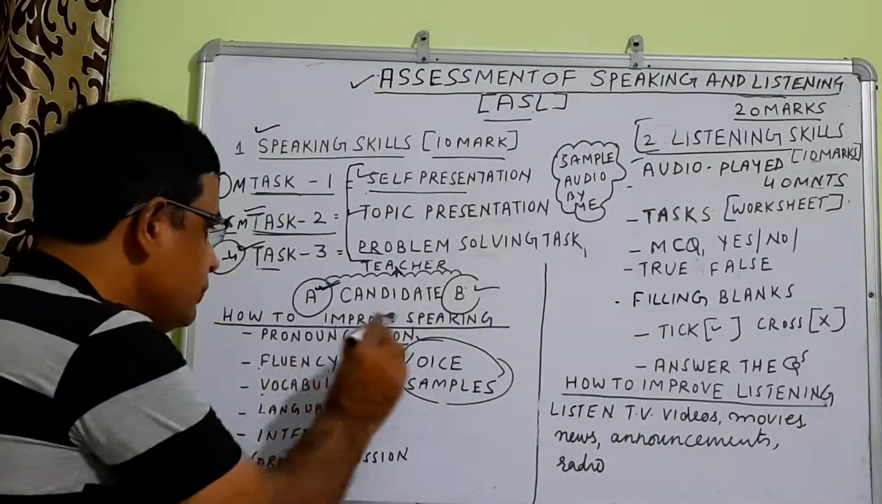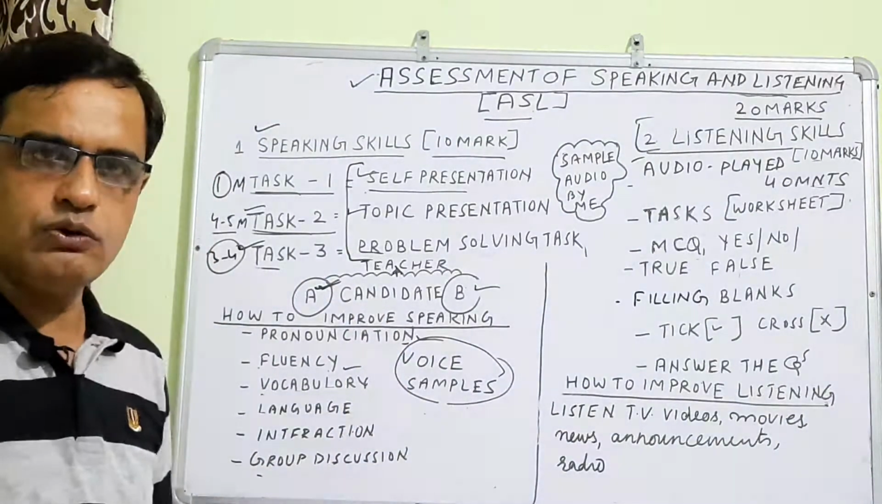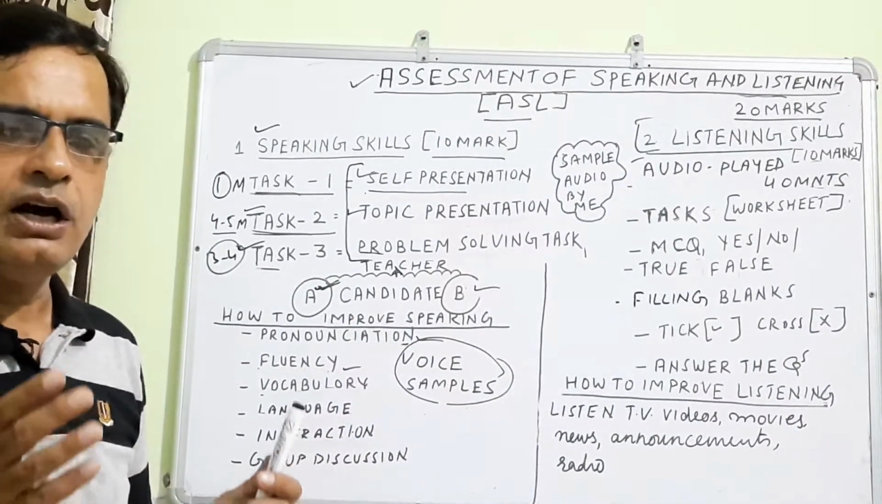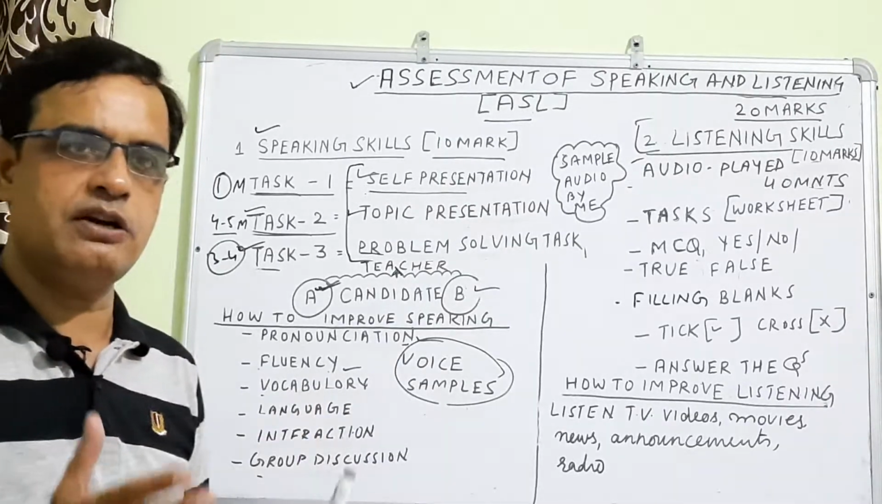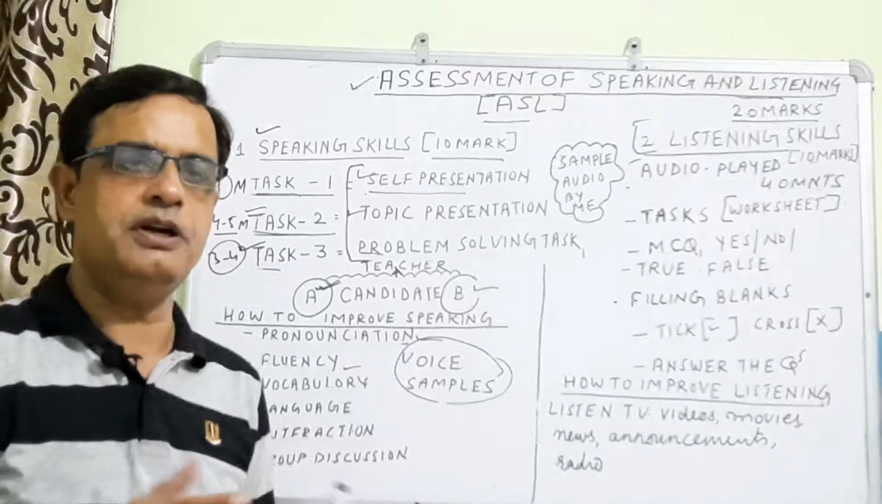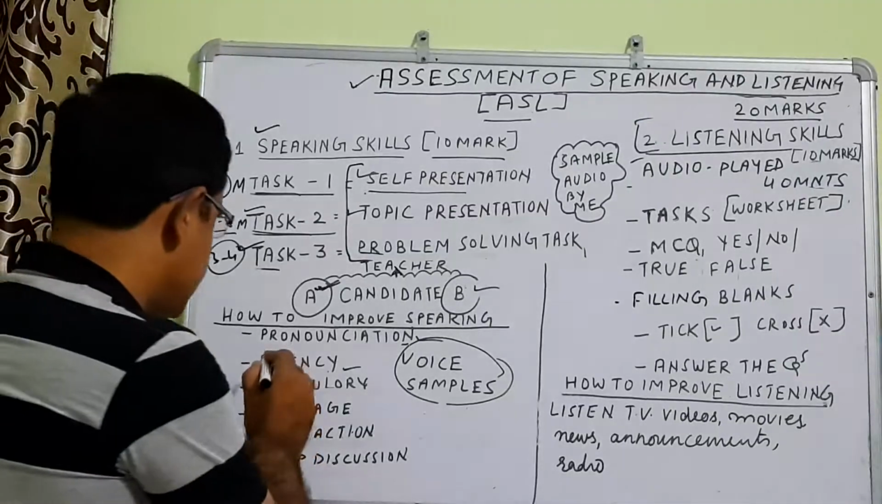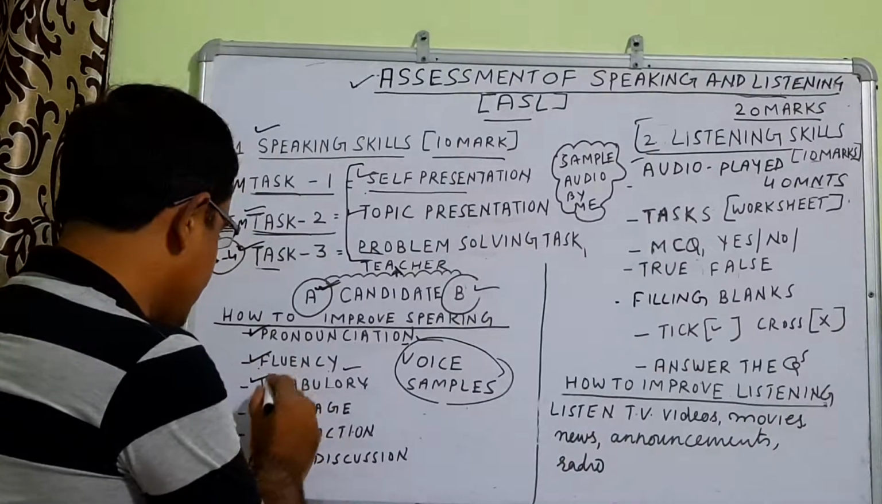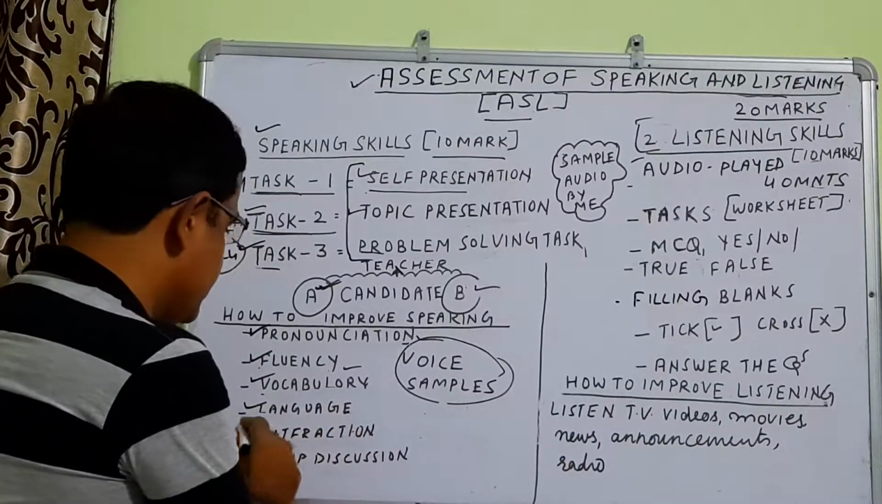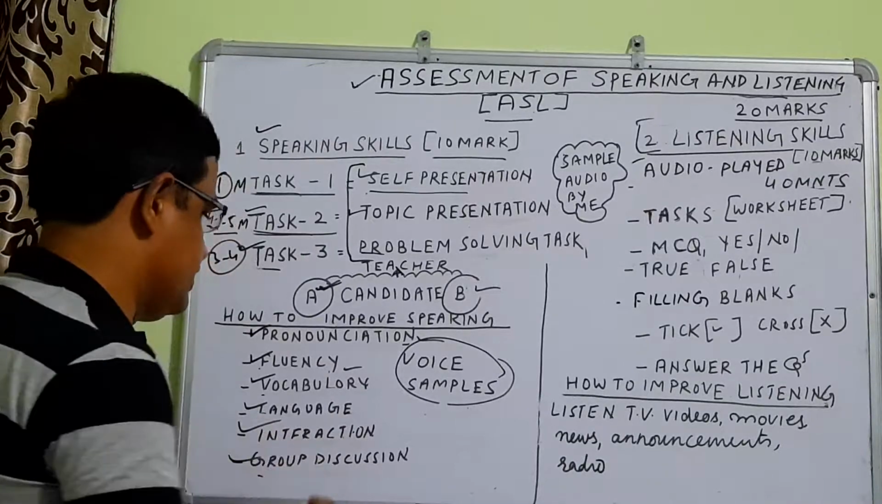And how to improve the speaking skill? Now the question rises, how to improve the speaking skill? There are some important points which are to be remembered for the improvement of the speaking skill. These are pronunciation, fluency, vocabulary, language accuracy, interaction and group discussion.